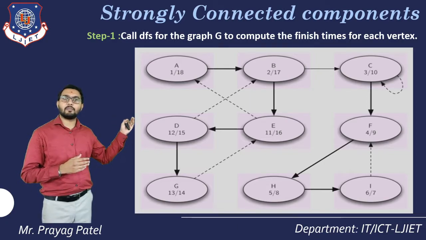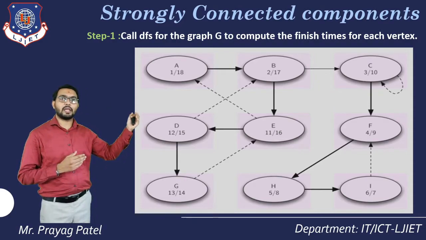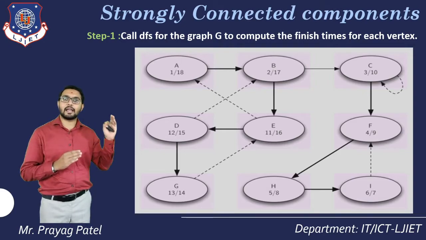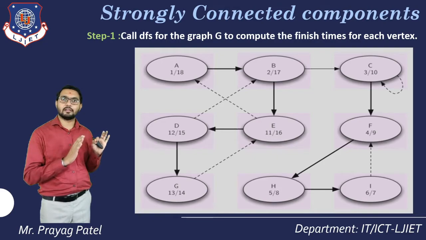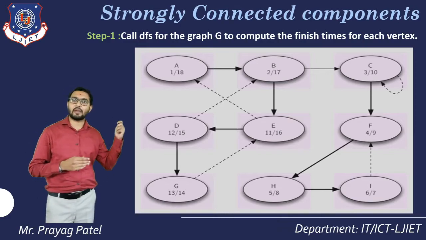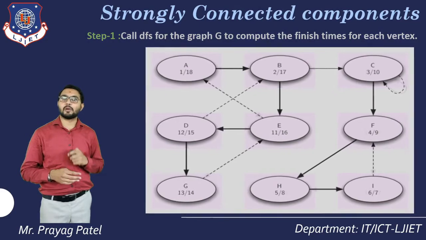Then assign the finishing time to D as 15. Assign the finishing time to E as 16. Assign the finishing time to B as 17. And assign the finishing time to A as 18. So here consider this is the final DFS sequence. So in this sequence, we assign the starting time and finishing time for each and every node. After that, step number 2.